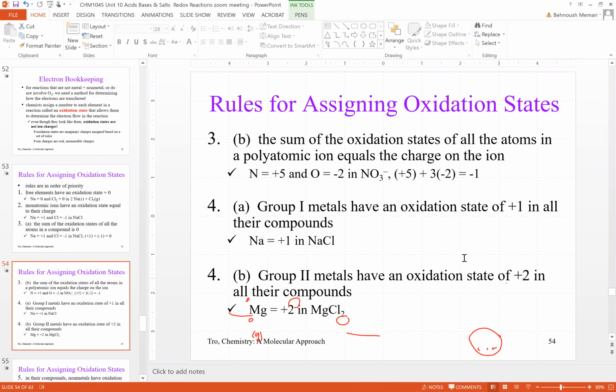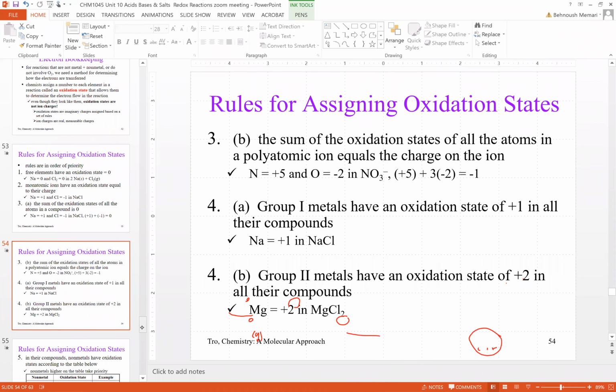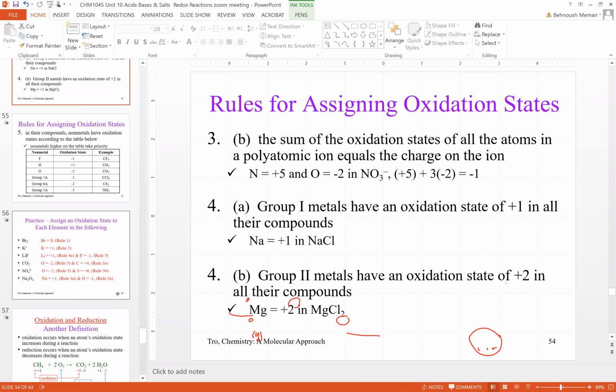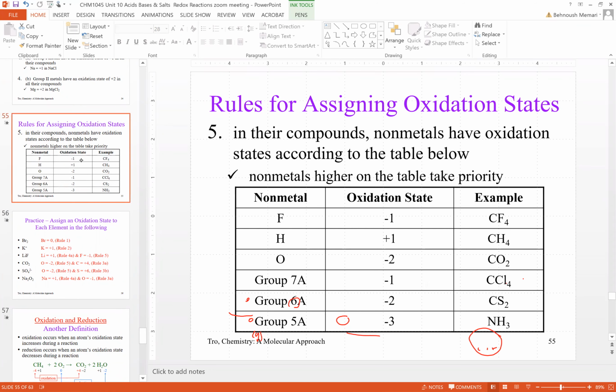Group 1 metals always have an oxidation number of +1. Group 2 would be +2, and hydrogen is going to be +1, except in hydrides. Oxygen would always be -2, except in peroxide, where it is going to be -1. And group 7A is -1.